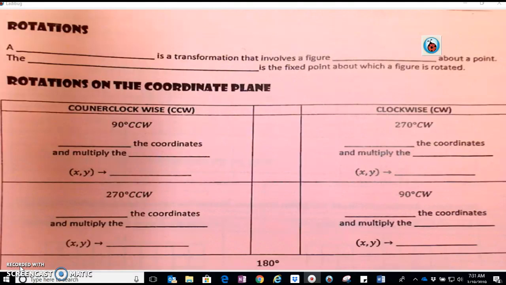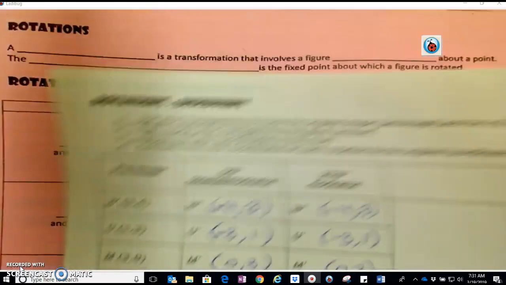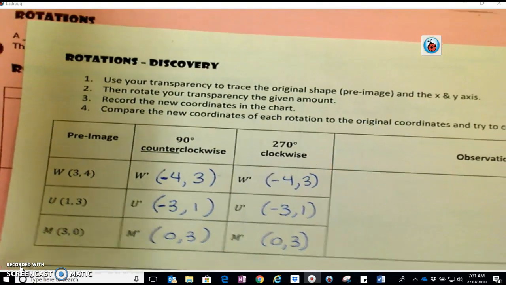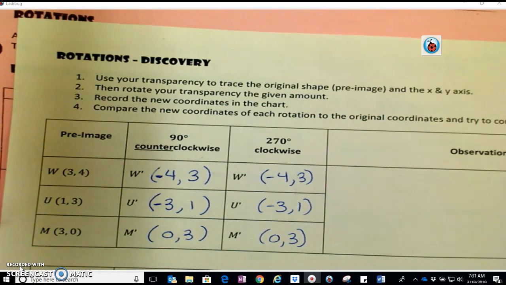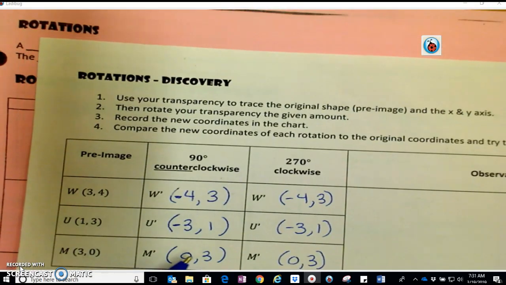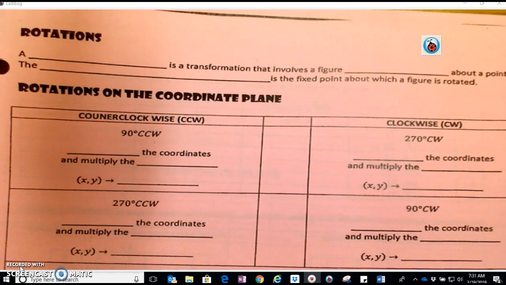This will be the last set of guided notes that we have for this unit, and it is on rotations. By now we should have done the rotations discovery, or at least watched the video and had a discussion about this stuff in class and about what we noticed. So I'm going to be referring to this as we go through our notes.